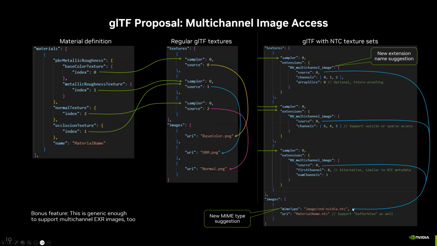What is shown on the bottom here is a suggestion for a new MIME type for the NVIDIA NTC format, but it's entirely optional because the NTC format is not stable yet, I would say. But the multi-channel image suggestion is generic enough that it can work with other potential implementations of the NTC compression and even with non-NTC formats like EXR.